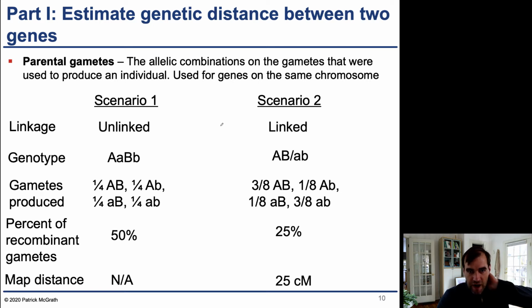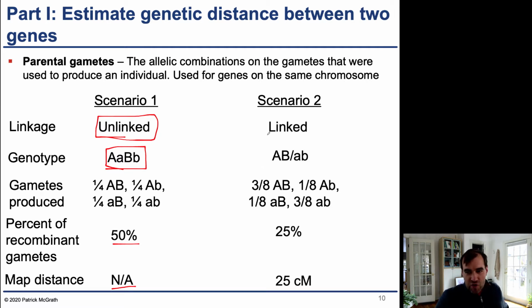So how do you calculate this? The way you calculate this is that you have to simply calculate the number of recombinant gametes that are produced by an individual and the number of parental gametes that are produced by an individual. So in scenario one, two genes are unlinked. So the genotype is simply heterozygote, big A, little a, big B, little b. And then the gametes that are produced, 1/4 of each type is produced. And so the percent of recombinant gametes is 50%. And so when genes are on different chromosomes, you don't typically report a map distance. It only makes sense if genes are physically linked together.